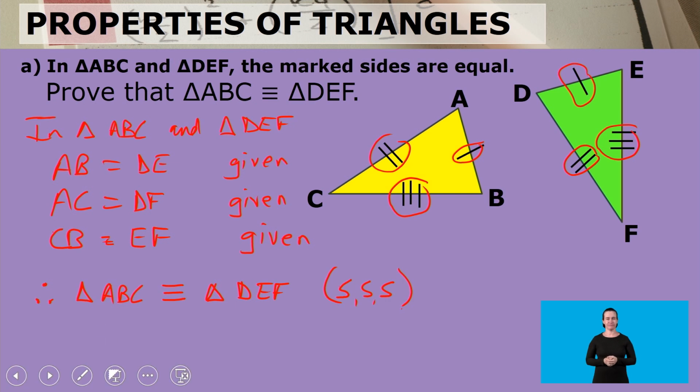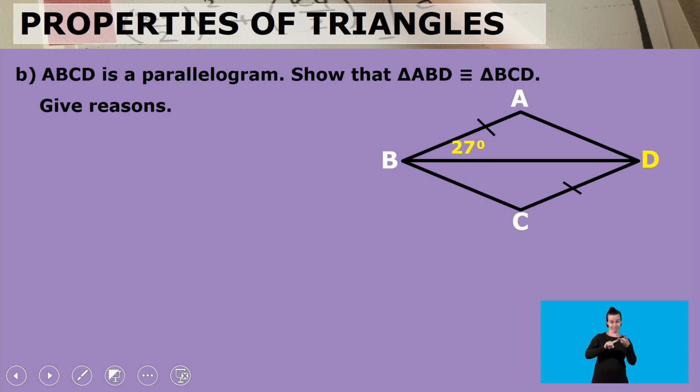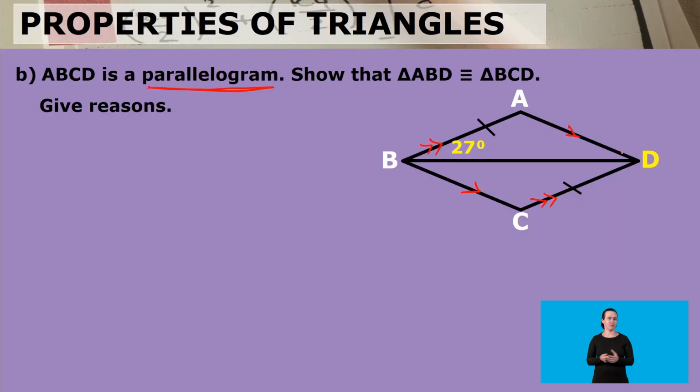All right, let's look at the next one. The next question: ABCD is a parallelogram. Show that triangle ABD is congruent to triangle BCD and give reasons. Information that we know is ABCD is a parallelogram. Parallelogram means that the opposite sides are parallel. That's something that we get from just that word parallelogram. The opposite sides are parallel. Now let's look at the two triangles that they're talking about. Triangle ABD, and we are given one angle which is 27, and triangle BCD.